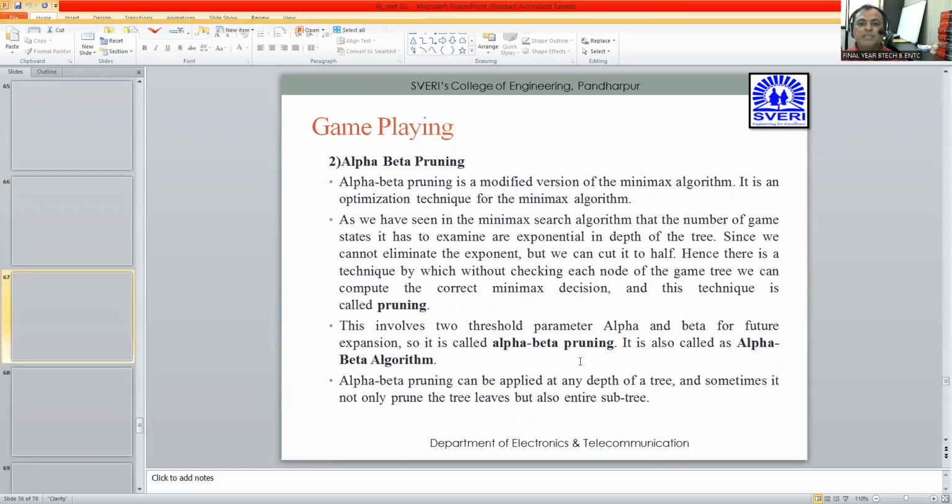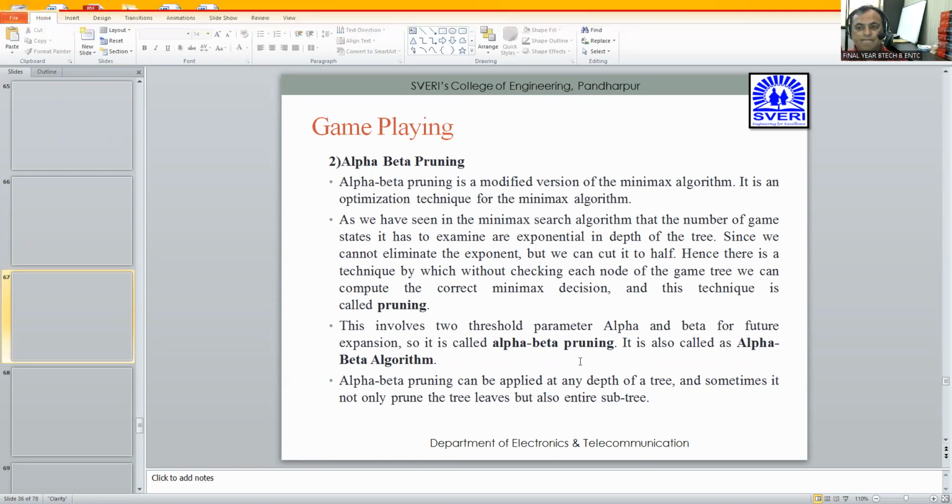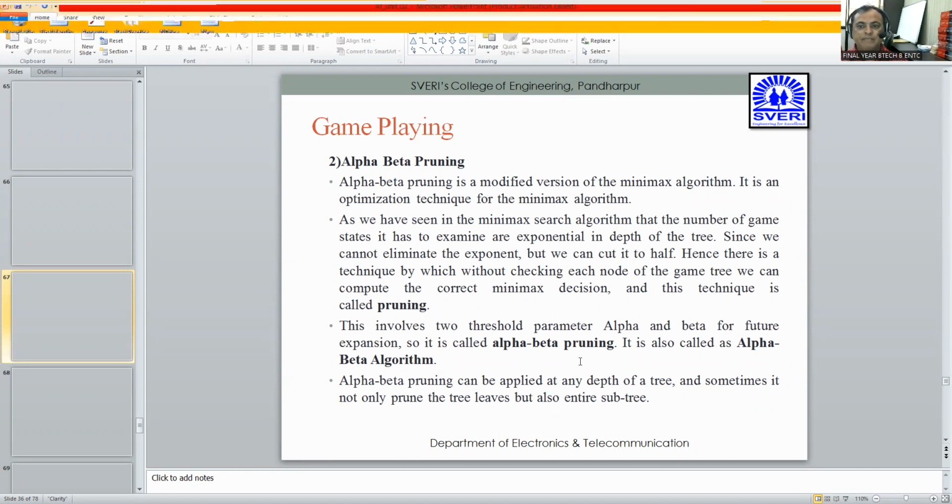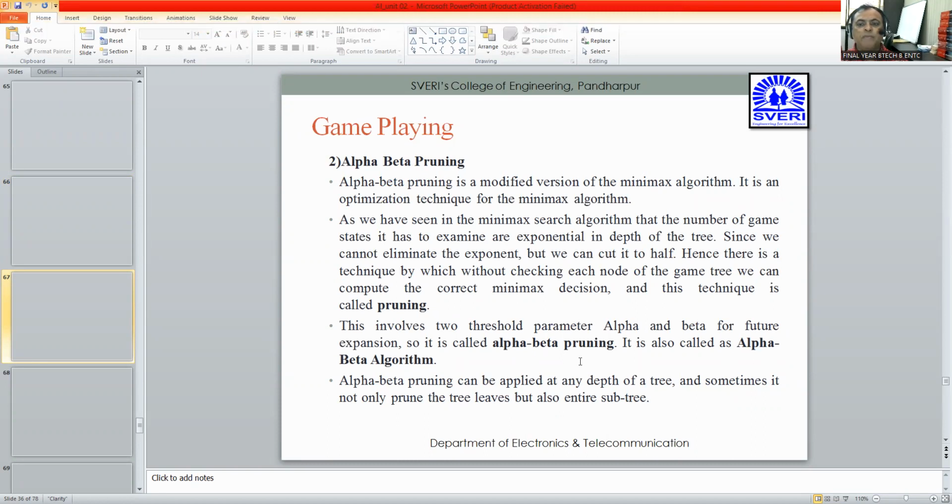Alpha beta pruning is nothing but a modified version of the minimax algorithm. It is an optimization technique for the minimax algorithm. Since we cannot eliminate the exponent, we can cut it to half. Hence, in this technique, without checking each node of the game tree, we can compute the correct minimax decision, and the technique is called pruning.